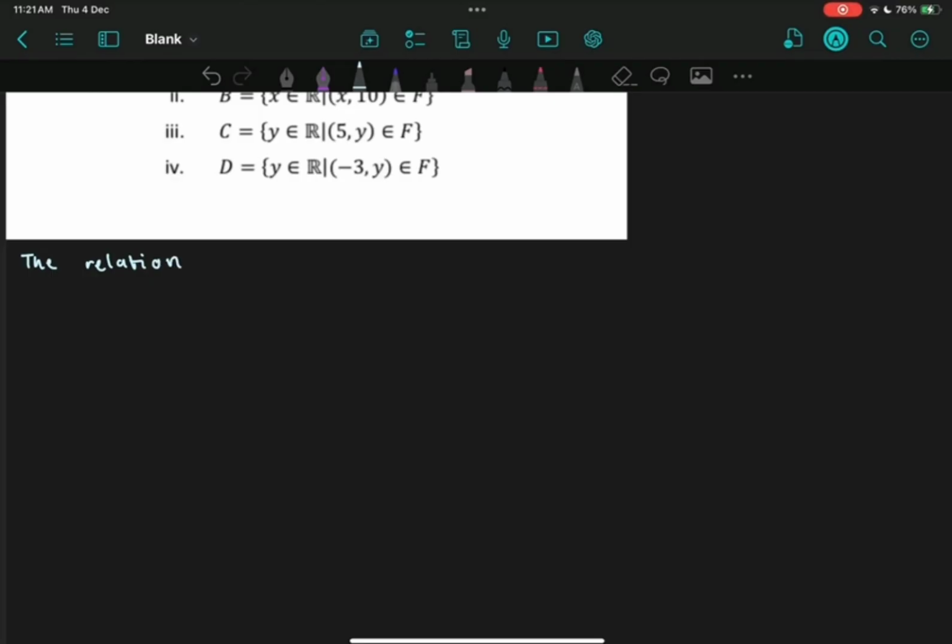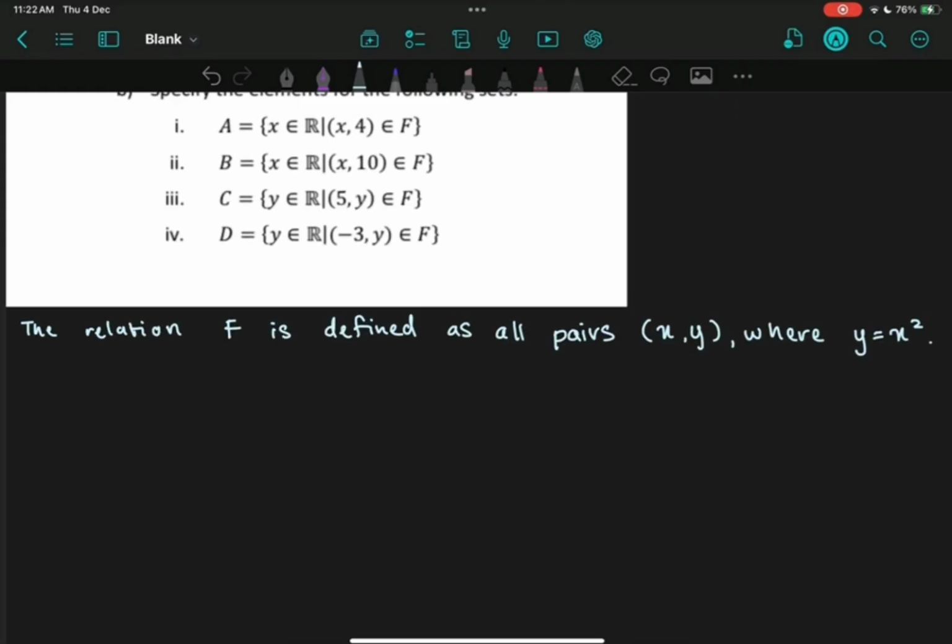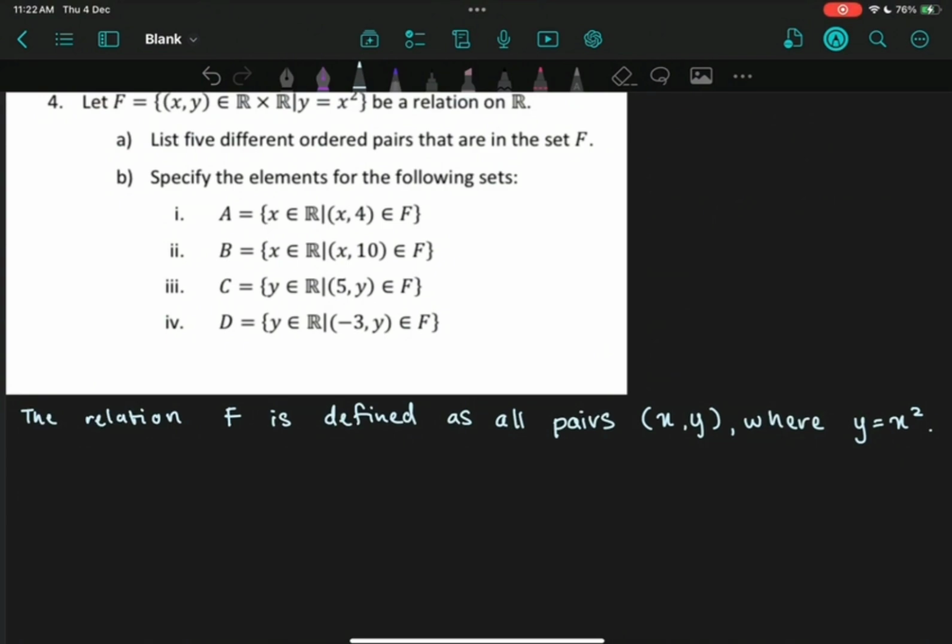Okay, so as we look at the question just now, the relation F is defined as all pairs x, y where y equals x squared. Looking back at the question, we need to list 5 different ordered pairs that are in set F. As we know, the relation F is defined as all pairs x, y in the real numbers, where the second value y is equal to the square of the first value x.